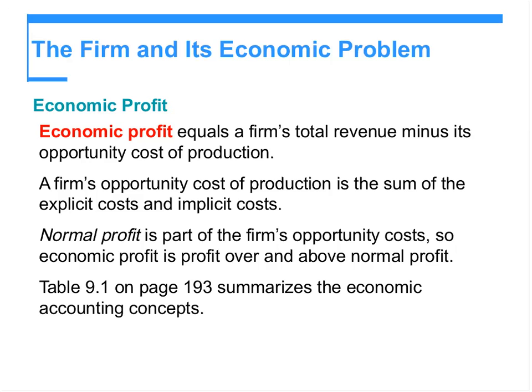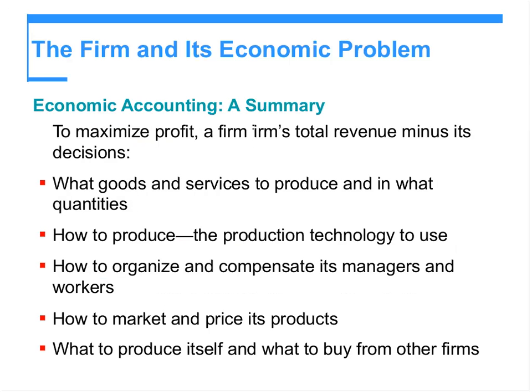So economic profit, as you can see here, is basically above normal profit. Normal profit is part of the profit that you gain, which is total revenue minus total cost. But part of that is normal profit that we just explained on the previous page. Table 9.1 on the page, if you don't have it, is going to show this economic concept.